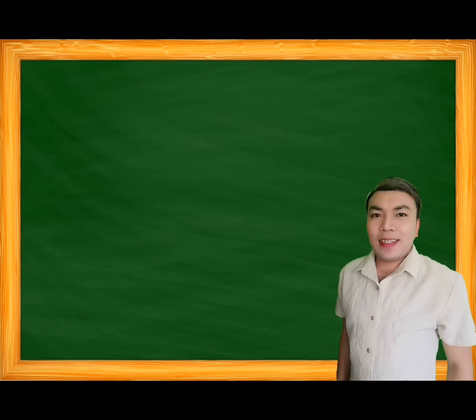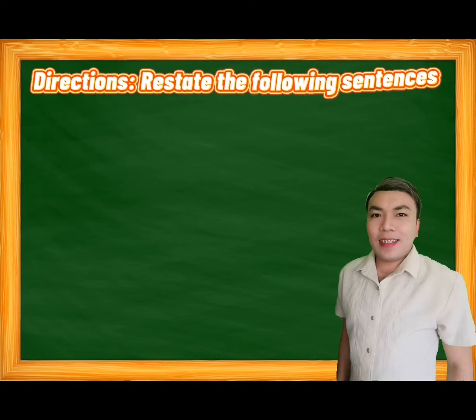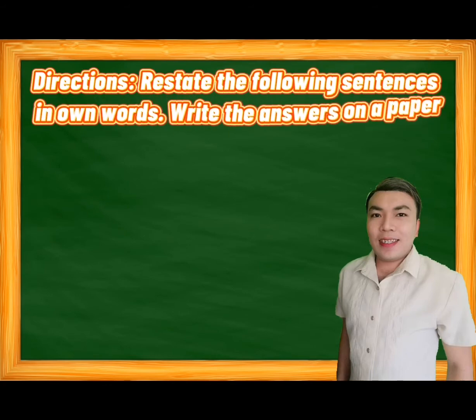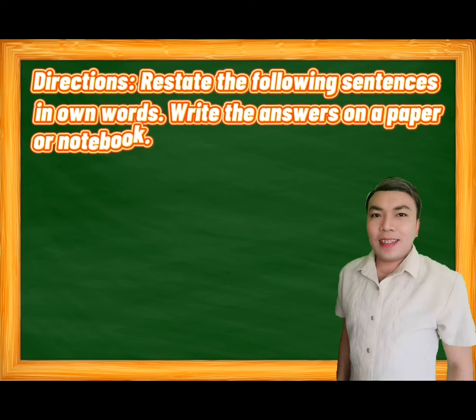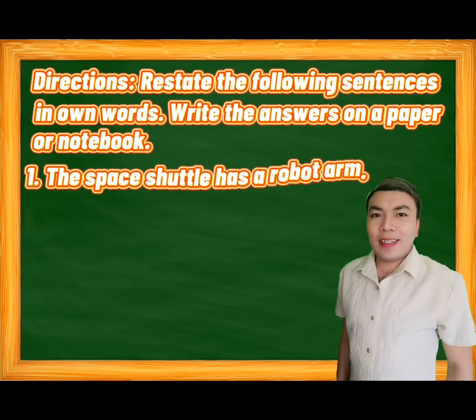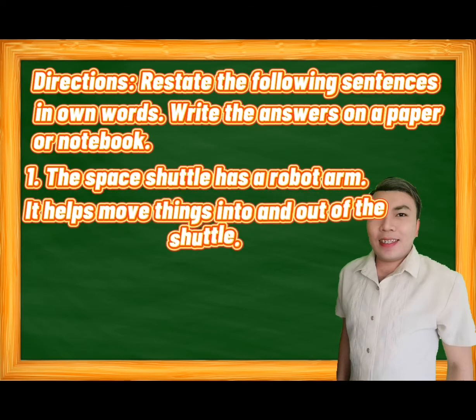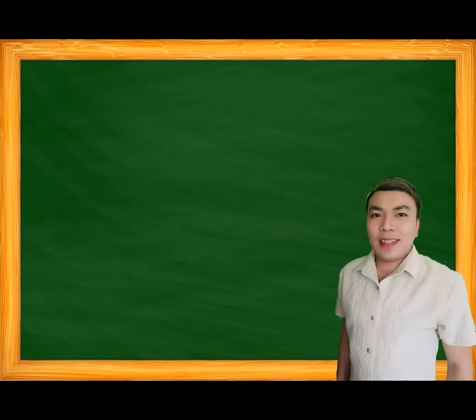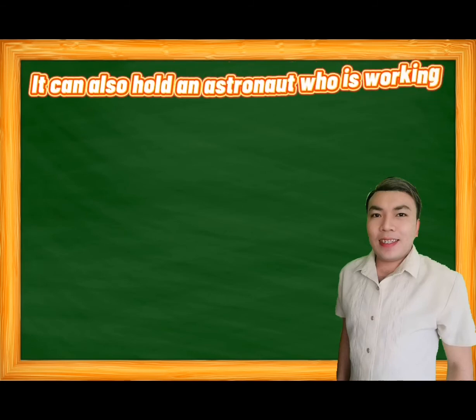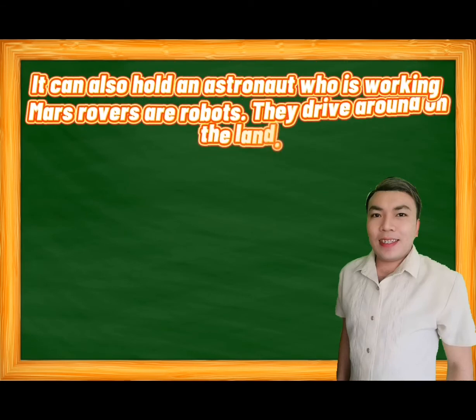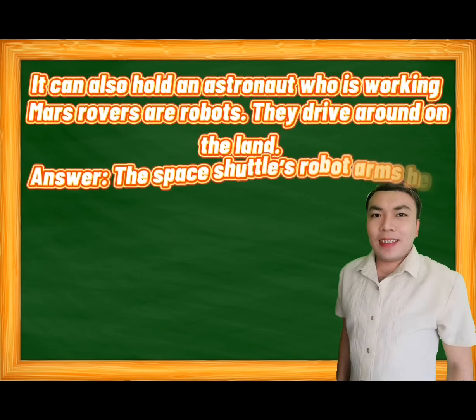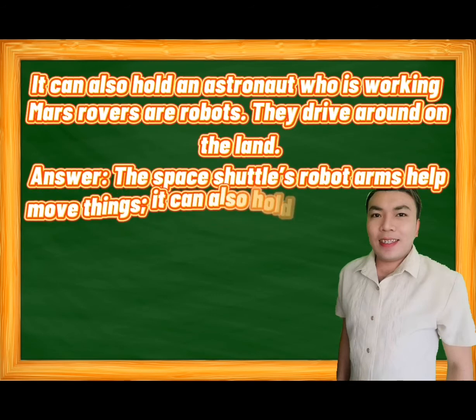Now, it's your turn to answer our learning task. Directions. Restate the following sentences in your own words. Write the answers on a paper or notebook. Number 1. The space shuttle has a robot arm. It helps move things into and out of the shuttle. It can also hold an astronaut who is working in space. Mars rovers are robots. They drive around on the land.